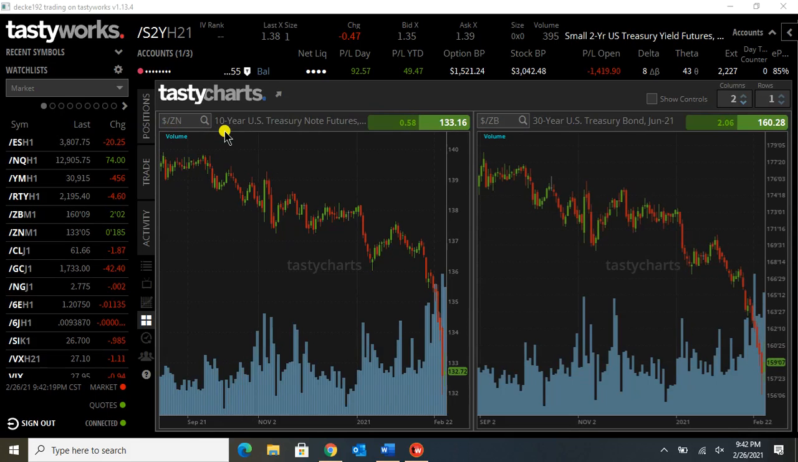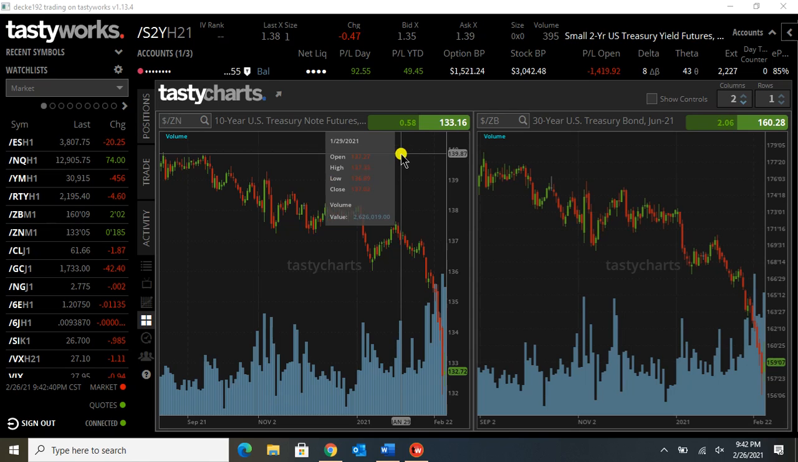So notes, /ZN, is the 10-year treasury note, and bonds, /ZB, is the 30-year treasury bond. So the NOB spread is just trading the 10-year note versus the 30-year bond. It's a pairs trade where you're long one and short the other.